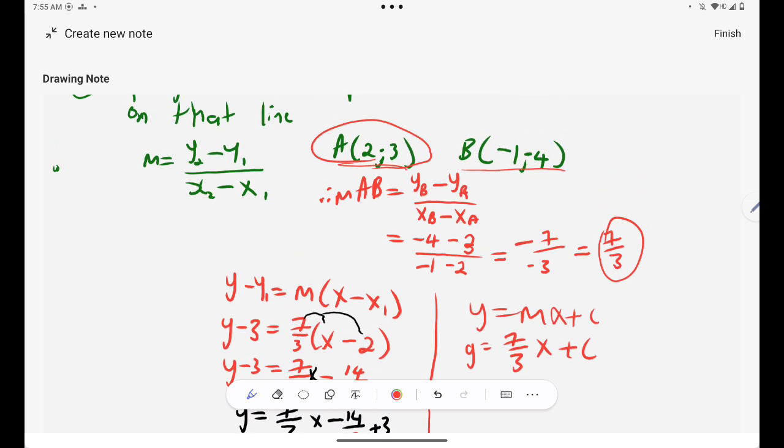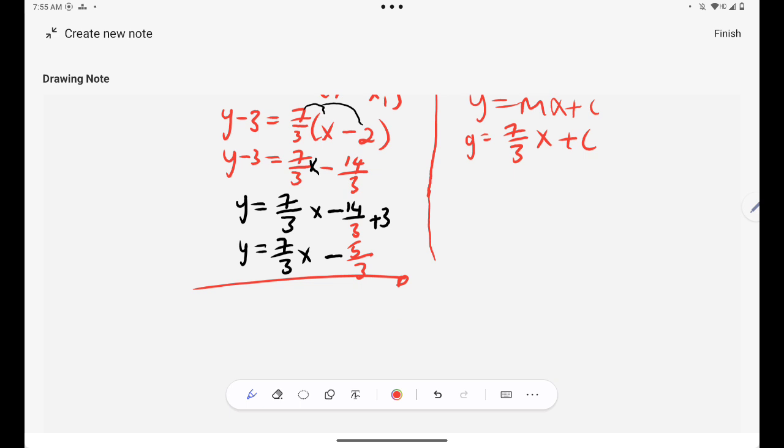For me to find c, I must just substitute any point on the line. I have A and I have B. I like working with positive things, so y is 3 on point A and x is 2. Are you together? So c is equal to 3 minus 14 over 3. C is equal to negative 5 over 3.